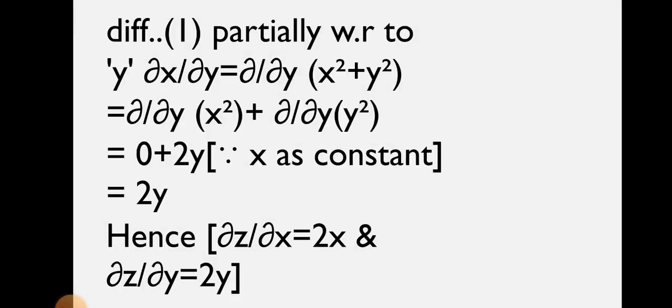Now differentiating equation 1 partially with respect to y, we get ∂z/∂y = ∂/∂y (x^2 + y^2) = ∂/∂y x^2 + ∂/∂y y^2. Here x is constant, so the differential of x^2 with respect to y is 0, and ∂/∂y y^2 is 2y. Hence ∂z/∂x = 2x and ∂z/∂y = 2y.